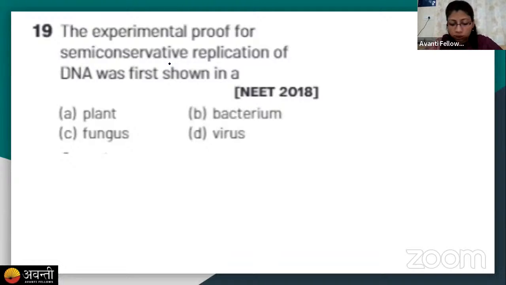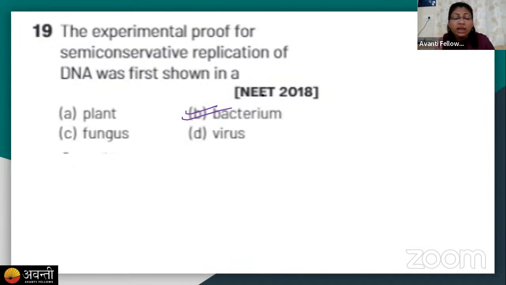Okay, so the next question, I think it is the second-last question, because today we are going to complete only 20 questions. This question says the first experimental proof for the semi-conservative replication of DNA was shown in which experimental model? Option A says plant, B says bacteria, C fungus, and D virus. You have to give your answer through this poll. Before launching the poll, you have already given your answer in the chat box, option B, that is bacterium.